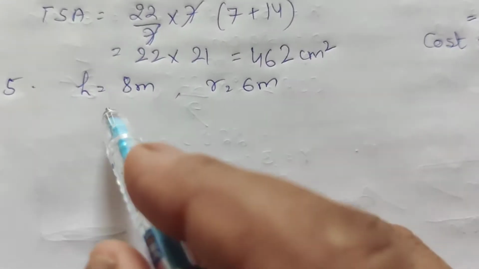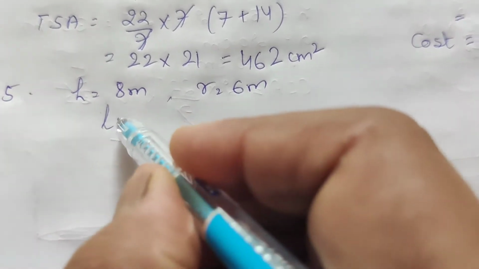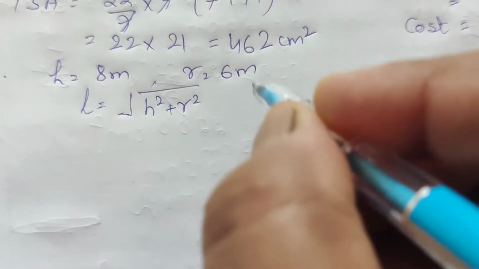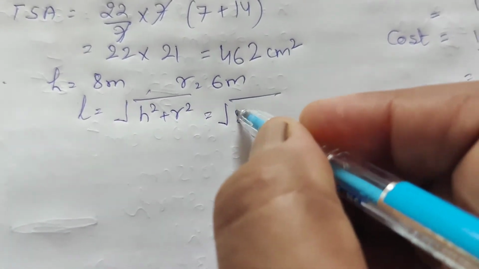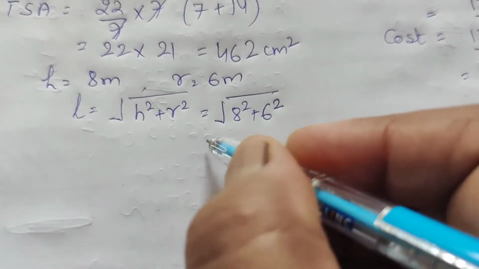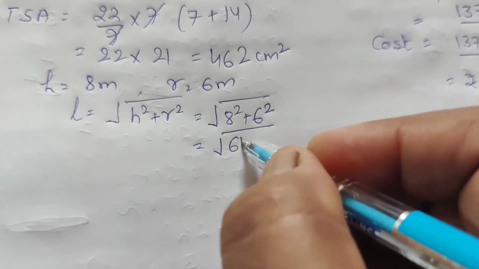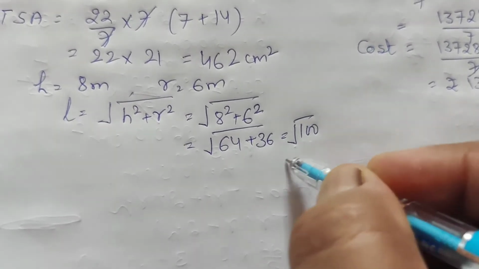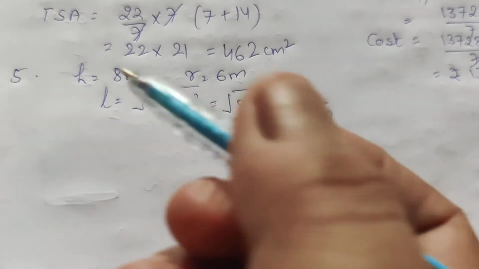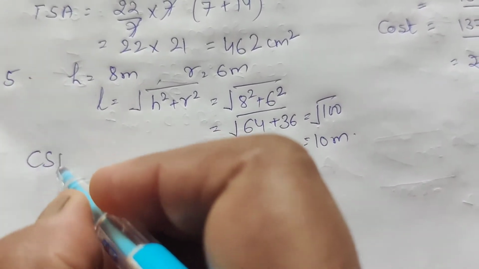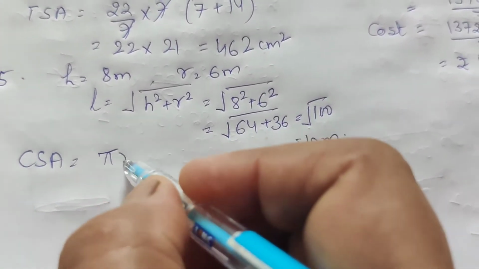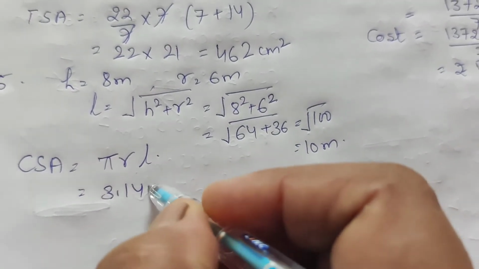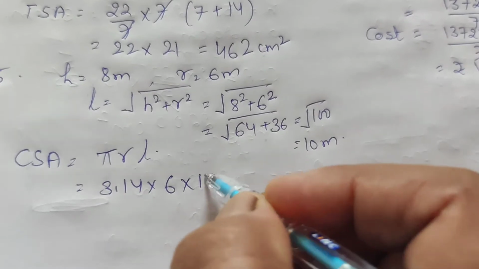For finding the CSA, we have to find first the slant height, under root H square plus R square. Under root 8 square plus 6 square. It means 64 plus 36 is under root 100 equal to 10 meter. Slant height is 10 meter. And the CSA of the tent, curved surface area, is pi r L, using pi equal to 3.14, radius is 6 and slant height is 10.